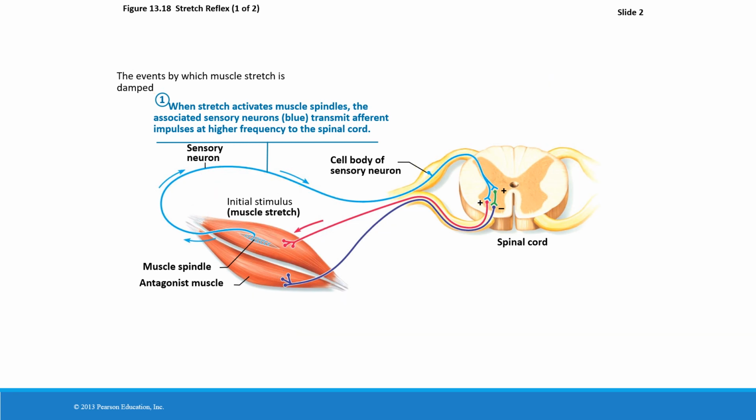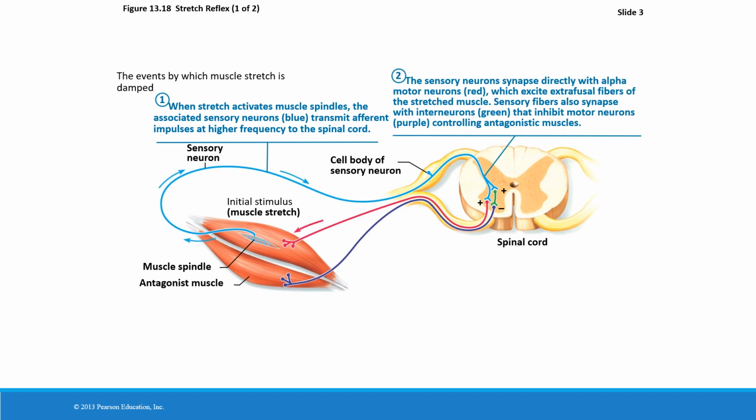Number 1, when stretch activates muscle spindles, the associated sensory neuron, in blue here, transmits afferent impulses at higher frequency to the spinal cord. So it's coming on into the spinal cord. Number 2, the sensory neurons synapse directly with alpha motor neurons in red there. So alpha motor neurons, what Rexed lamina is associated with alpha motor neurons? 9, very good, alpha motor neurons, 9, which excite extrafusal fibers of the stretched muscle.